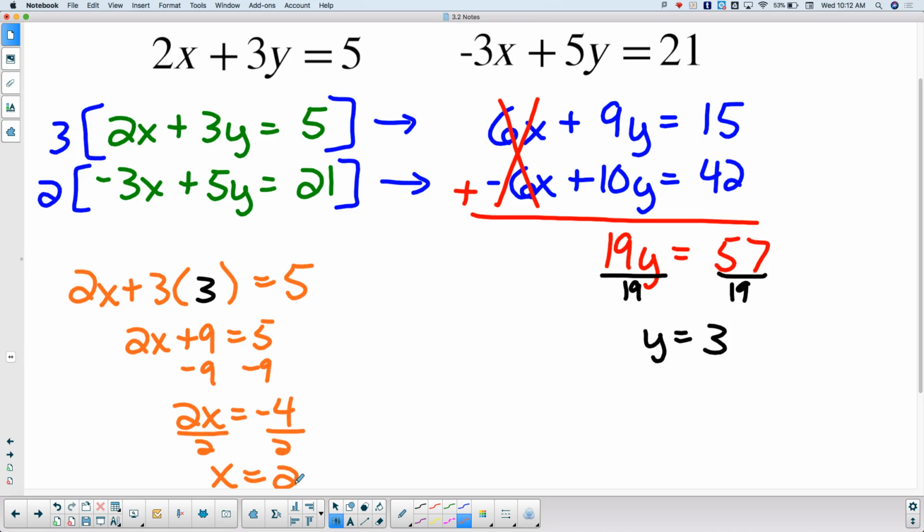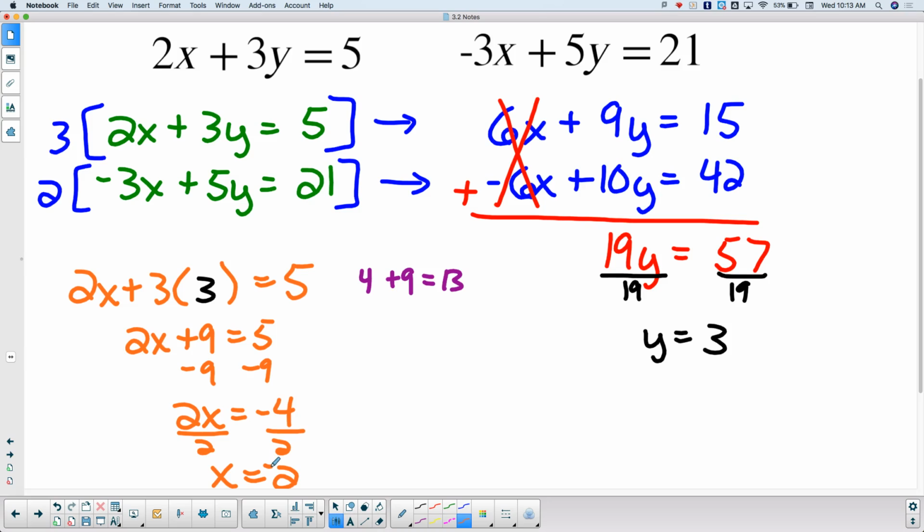No. Step 6. What does step 6 say? Okay, so if I check this, 2 times 2 is 4. 3 times 3 is 9. Oh, wait, tap the brakes. That's 13. 13 is not equal to 5. It should be negative 2 down here. Yep, good thing we checked it then.